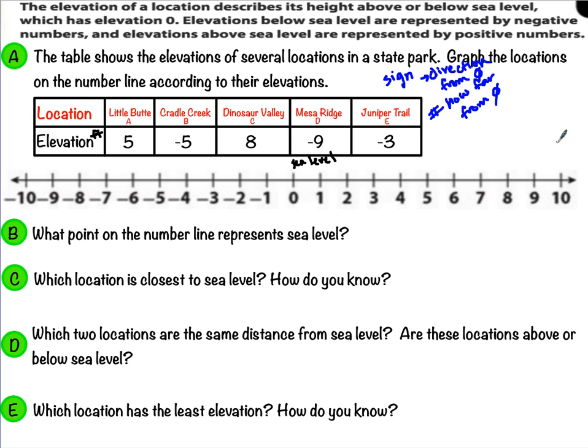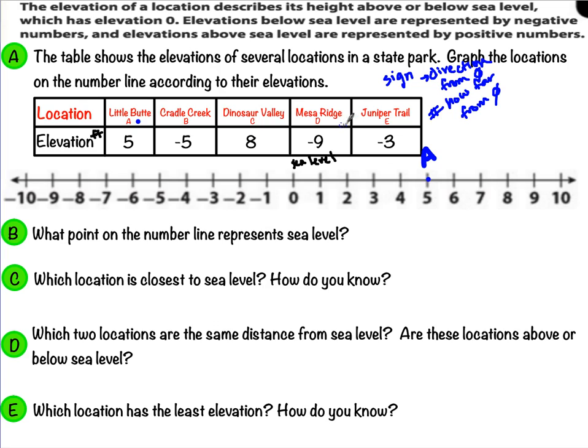I'm going to make my pencil a little smaller here when I write, but I'll make it bigger for my points. So here I have 5. 5 is positive because there's no sign in front of it. So positive tells me that it is going to be to the right of 0, that it's larger than 0. And then the 5 tells me that it's 5 spaces. So I start at 0, I go 1, 2, 3, 4, 5. Now I know each of these is worth 1, so I only have to count by ones. And I know that this is Little Butte, and I write A because Little Butte is represented by A.